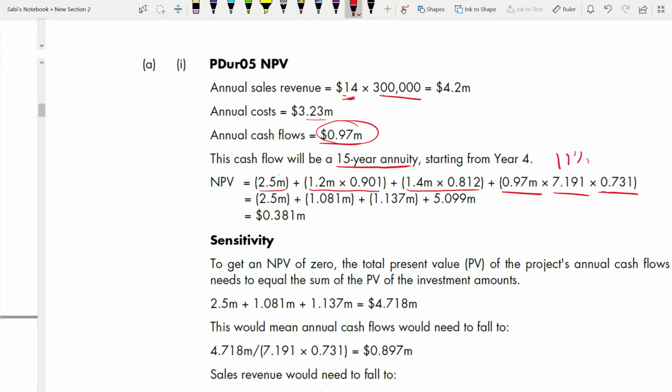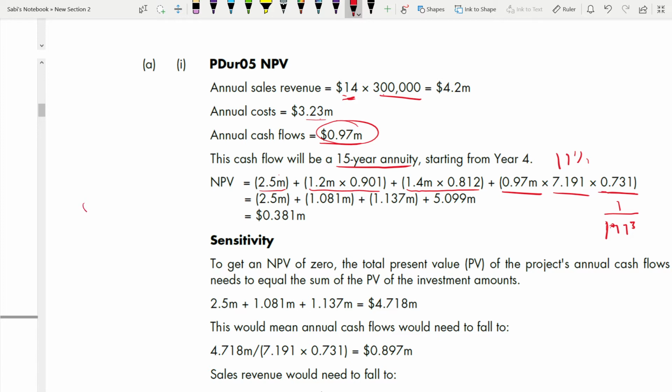How are you going to discount it? It will be 1 divided by 1.11 to the power 3, because of the 11% rate. That is 0.731 basically, so this is your discounting factor. Even though it's year 4, right? But it is 0, 1, 2, 3.